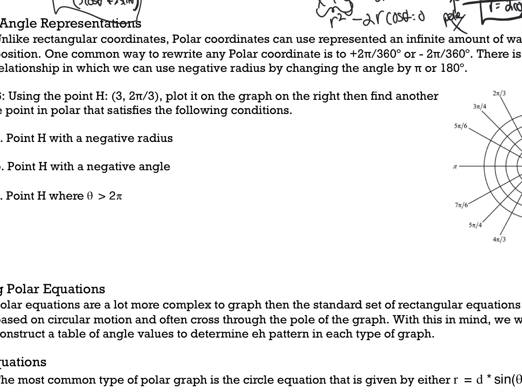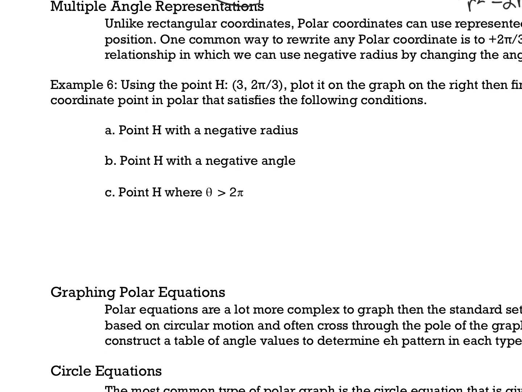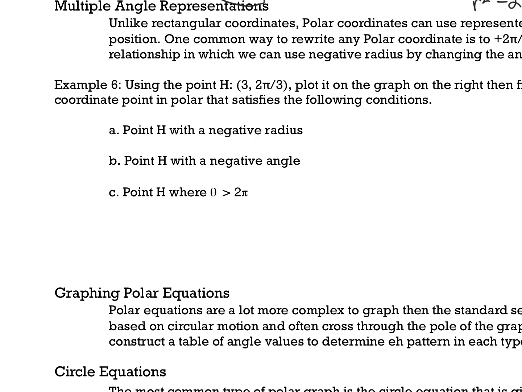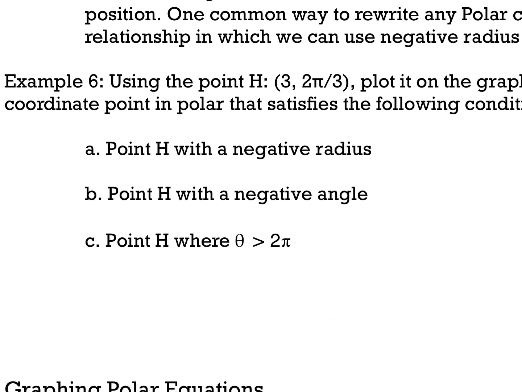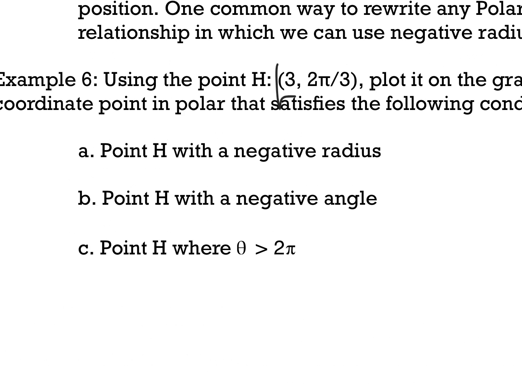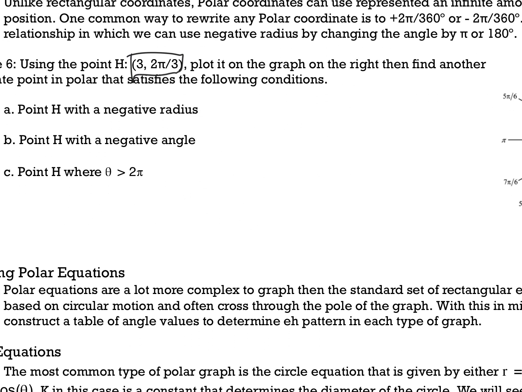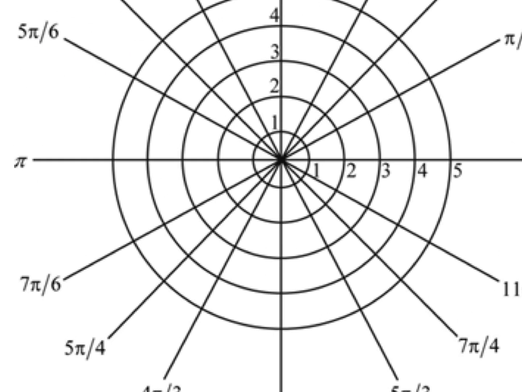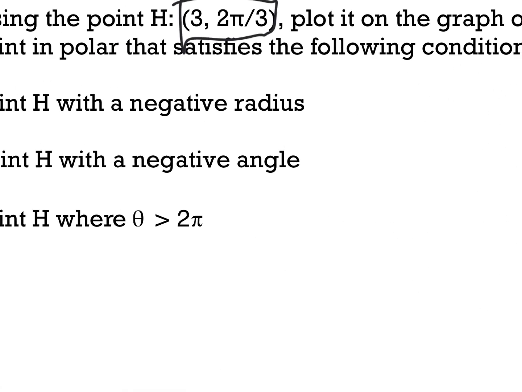And the last thing I want to show you in our notes for today is how we can use a lot of these pieces together to show multiple representations. So here's the coordinate point, H. We're going to plot at 3, 2 pi thirds. So third radius circle, go up to 2 pi thirds. So right here is my coordinate. So that's coordinate H. And we just want to talk about how else we can represent it.